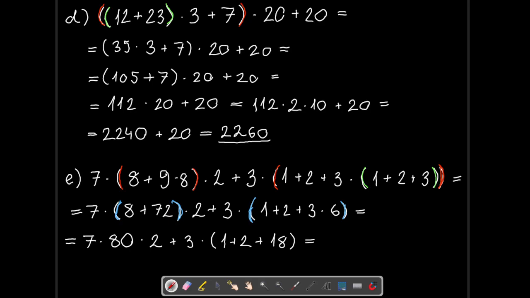Now remember, 7 times 80 right here is just 7 times 8 times 10. We know that 7 times 8 is 56. And then multiplying that by 10 is just writing another 0 to it. So that's 560. After multiplying these two numbers, but we still need to multiply that by 2 later. And okay, after adding the numbers in the second bracket together, we get 21.